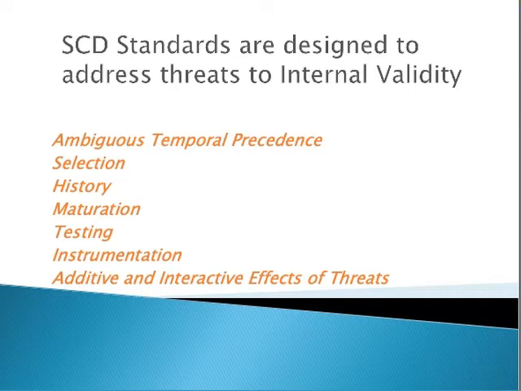So if they were getting better just by being given this instrument, we should see an increase throughout baseline that would give us an idea that this would have kept on happening. Instrumentation, we're using inter-observer agreement to be able to determine that our measures are reliable. And then the additive and interactive effects of those threats.